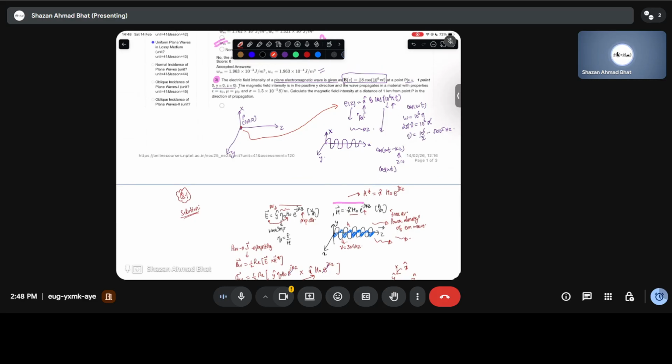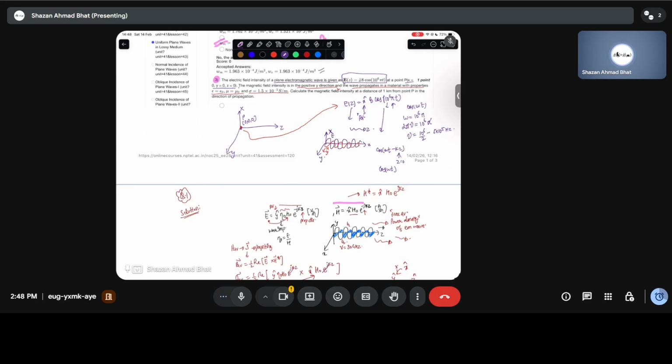Now the magnetic field intensity is in the positive y direction, and the wave propagates in a material with these properties. And this is the conductivity inside the material, which shows that it's a lossy medium, moving in some material with the given permeability and permittivity. That means the magnetic field is oscillating like this, because it's shown to be in the plus y direction. So this is the magnetic field, and this is the electric field in the x direction.